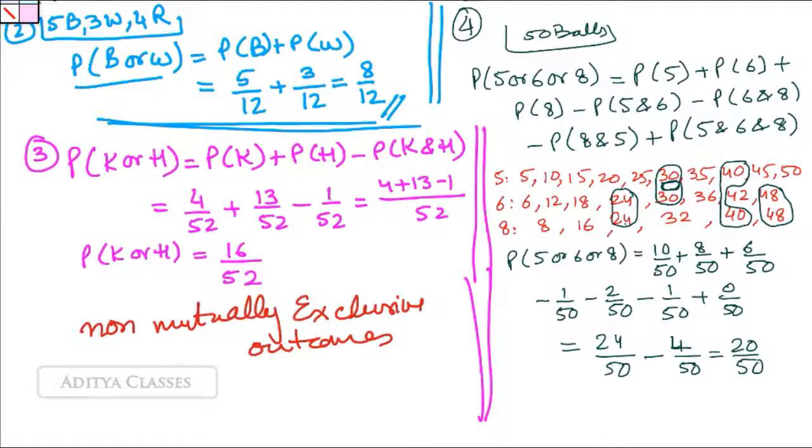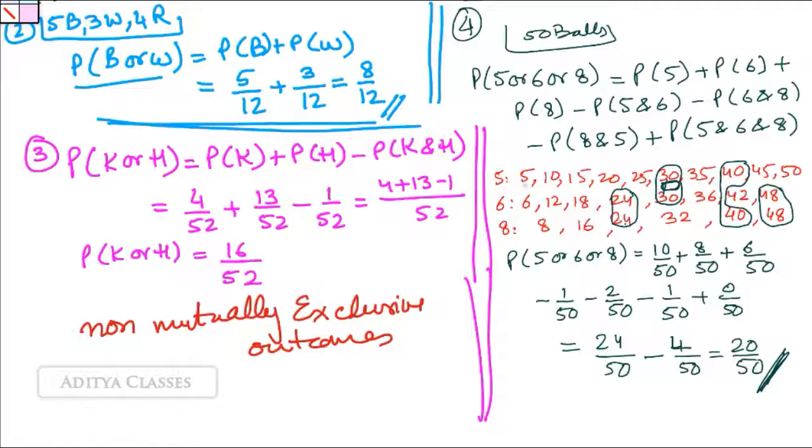So let me see if this answer is correct or not. We have 10 terms over here, then we have 8 over here, 10 and 8, 18, of which 30 is being repeated, so we'll remove it. 10 and 8, 18 minus this common, making it 17. Then we have 6 new terms, making it 23. Now of these 23, 24, 40, 48, 3 terms are being repeated, so we have 20 unique terms. So our answer is correct. Probability of 5 or 6 or 8 is 20 out of 50.